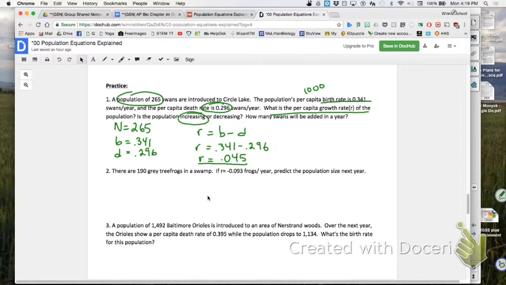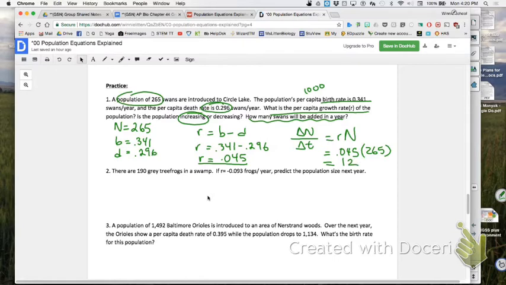And then it asks you how many swans will be added in a year. So that is the change in the population over time of 1 year. So how much is it going to change over a year? Well, that is equal to R times the current population, the per capita growth rate times the current population. So then you're just going to take 0.045 times, how many swans do we have? N, 265. So do your math on that. And I think it's going to come out to a whole number of 12. Okay, so that is problem number 1.